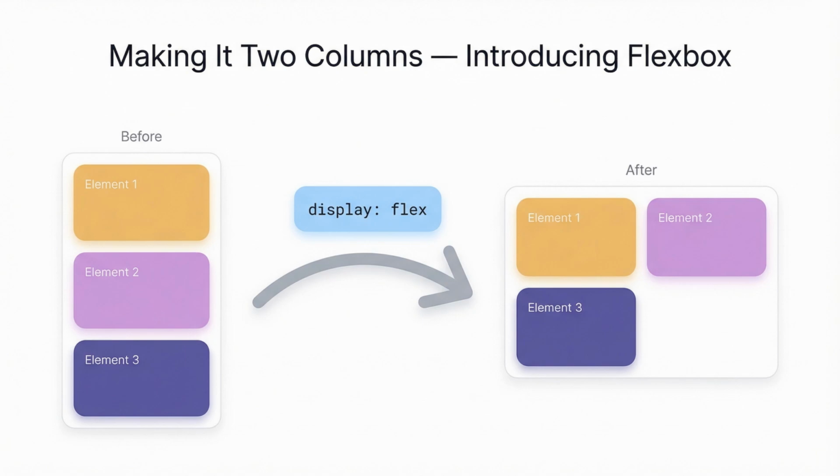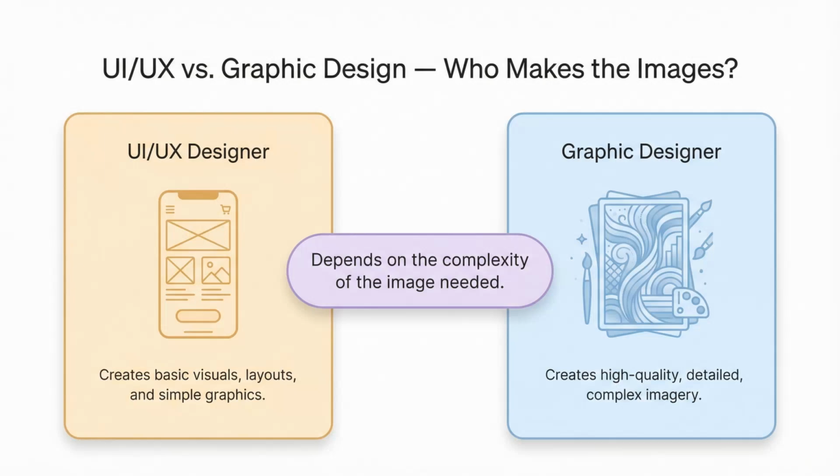This is the core of modern CSS layout. The left div with the text content and the right image will snap into columns the moment that one property is added. A question comes up about who is responsible for creating the images used in a website.